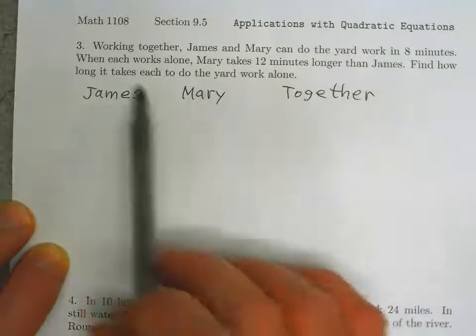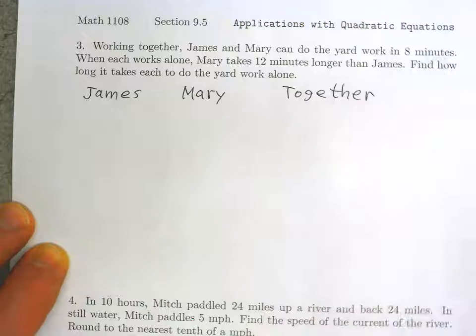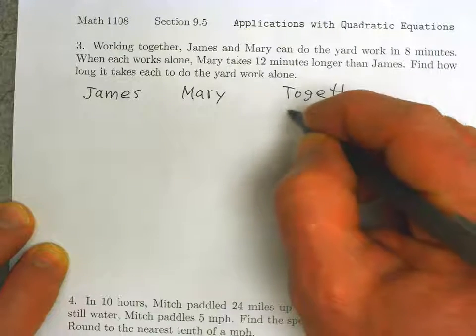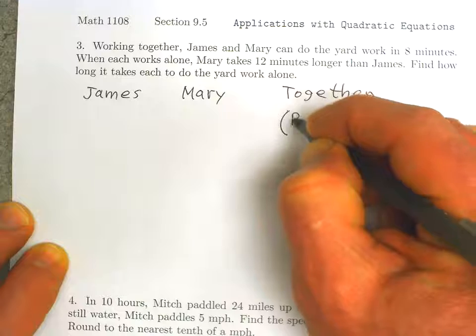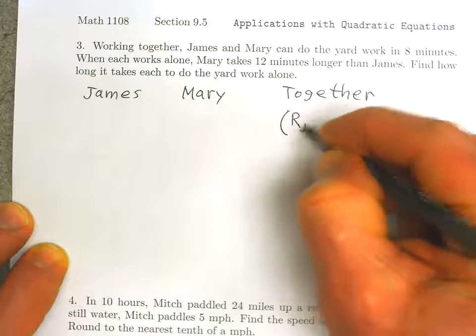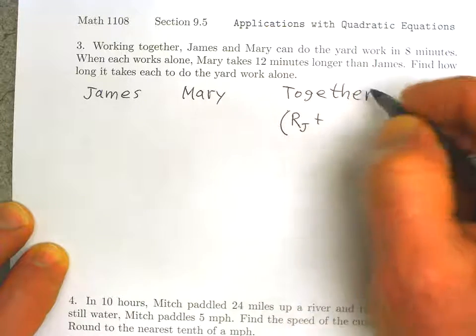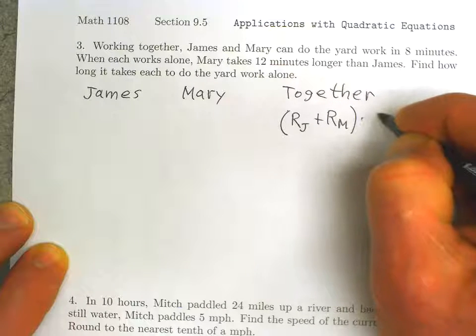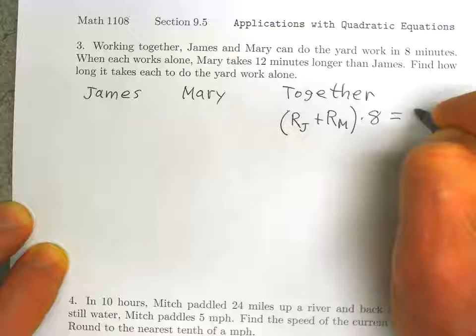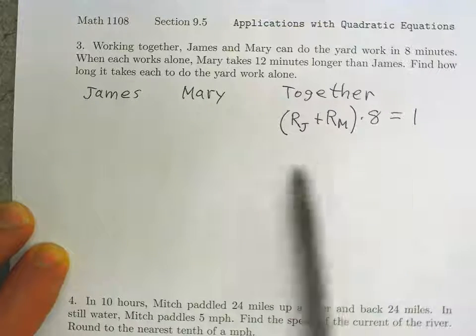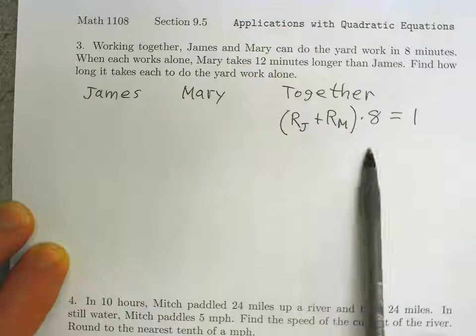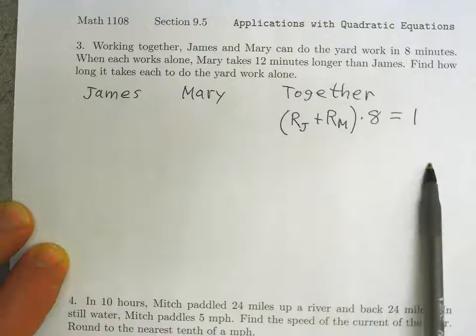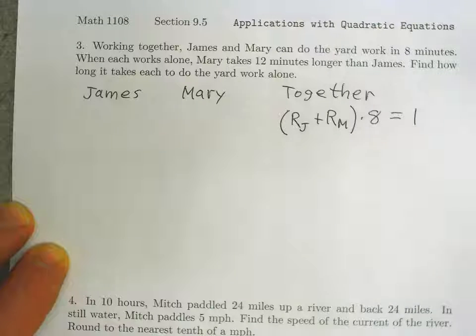We're first told that when they work together, they can do the yard work in 8 minutes. So when they work together, James works at a certain rate. We add that to Mary's rate. And in 8 minutes, they can complete one job. So our equations have the form rate times time equals 1. 1 is the yard work.